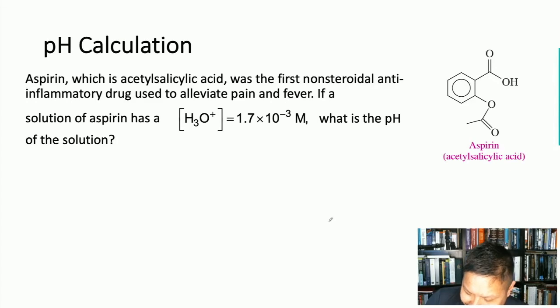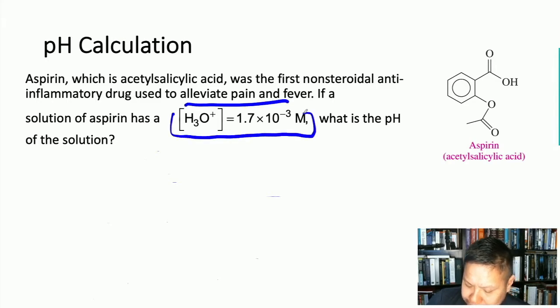So aspirin is acetylsalicylic acid, and it's an NSAID, a non-steroidal anti-inflammatory drug, kind of like naproxen, Aleve, those kinds of things. Alleviates pain and fever. We all know that. And a solution of aspirin has a hydronium ion concentration of 1.7 times 10 to the negative 3. So what is the pH?